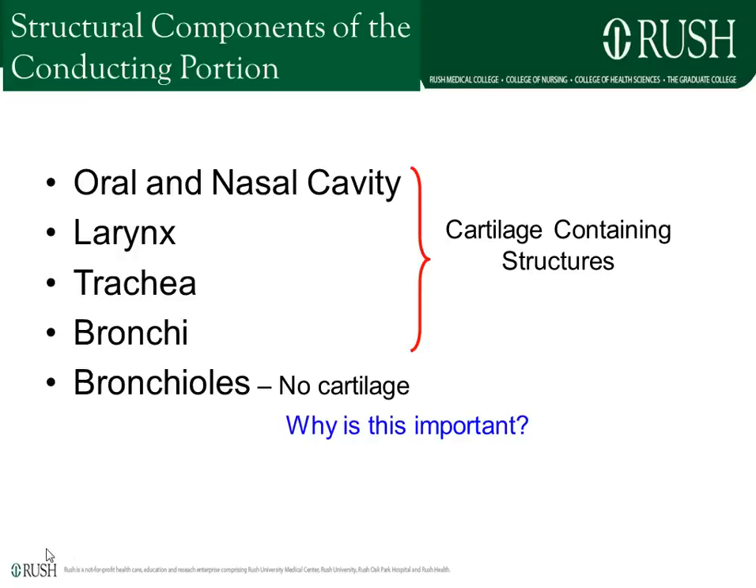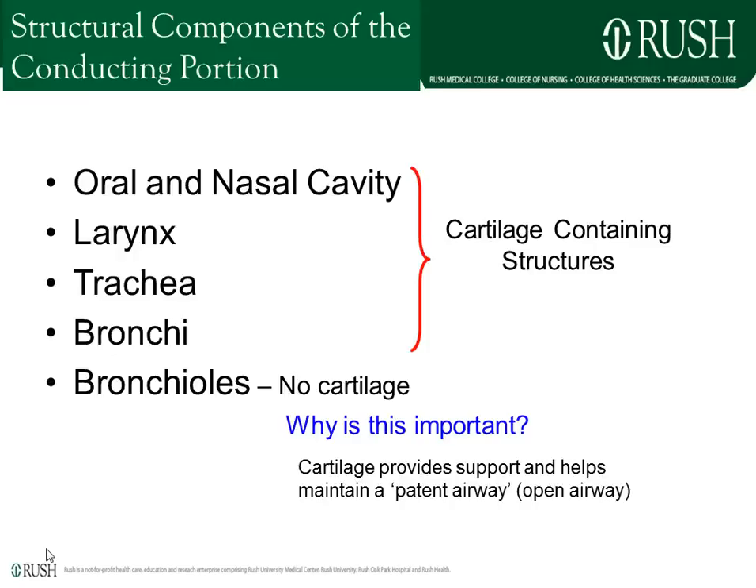The bronchioles are distinguished from the other portions of the conducting system because they don't have any cartilage. Therefore, they don't have that cartilage skeleton, so to speak, that keeps them open. This is called the airway patent, the open airway.